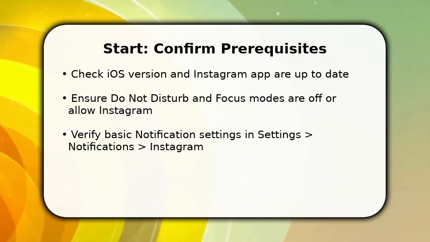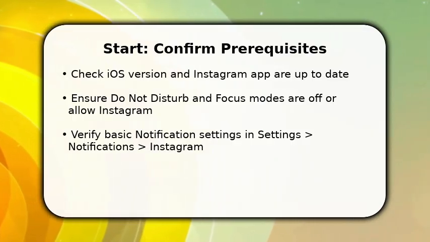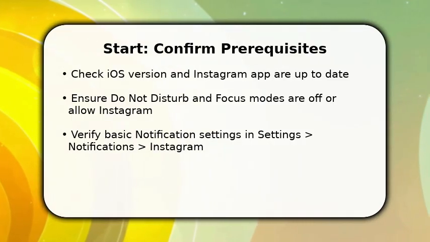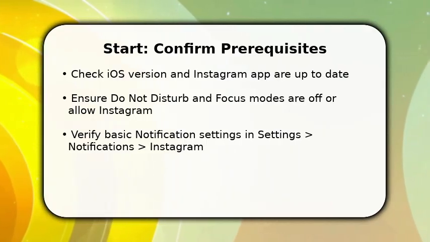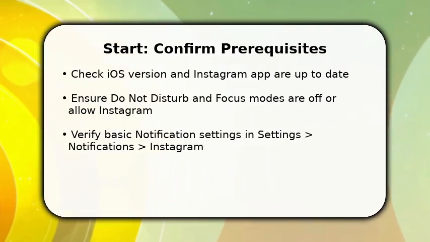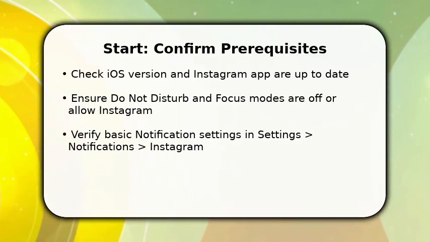Next, open settings and inspect notifications for Instagram. Allow alerts, banners, and sounds. Then check focus or do not disturb. Turn them off or add Instagram to allowed apps and people.